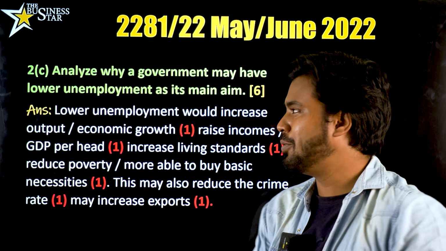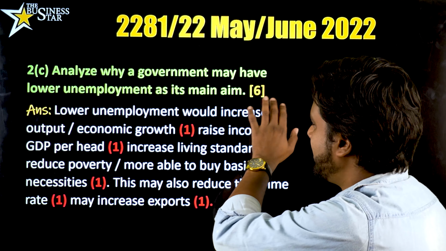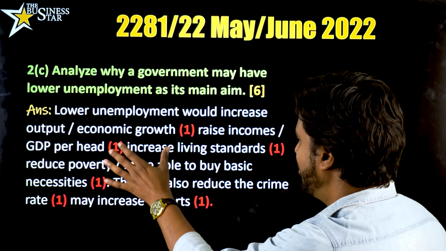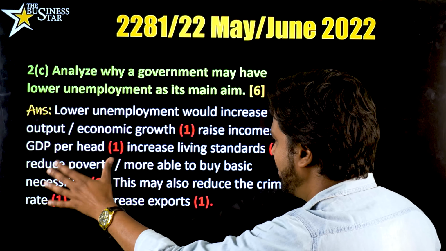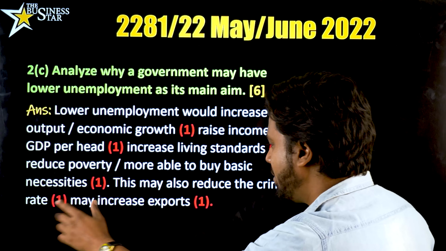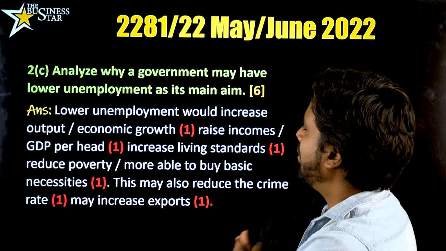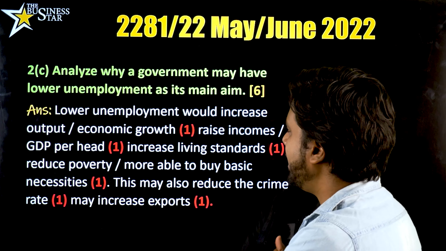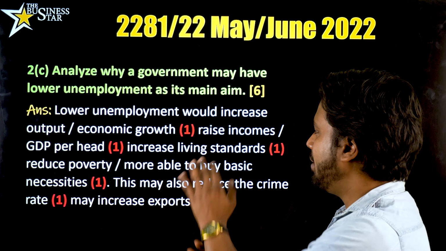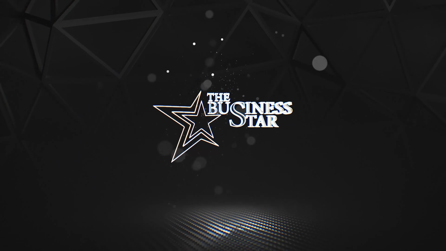Moving on to question number 2C, which is: analyze why a government may have lower unemployment as its main aim. It's a 6-mark question. The answer is lower unemployment would increase output or economic growth, raise incomes/GDP per head, increase living standards, reduce poverty. This may also reduce the crime rate and increase the exports. So obviously this is beneficial. If the government has lower unemployment as its main aim, this is definitely beneficial for the country. The 6-mark allocation is given: 1, 2, 3, 4, 5 and 6. Let's move on to the next question.